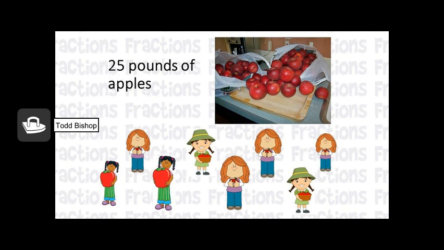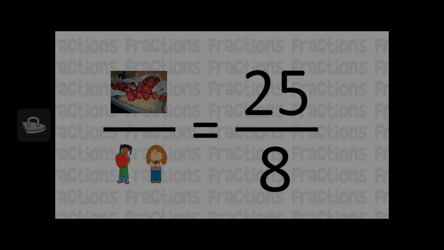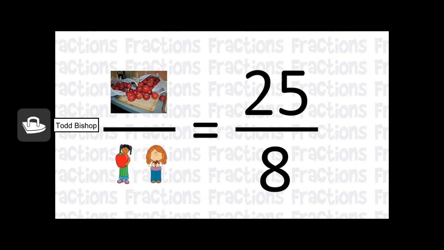Now remember, when we did other problems like this, we had to think about what we're dividing. Here we're dividing the 25 pounds of apples. So the 25 is going to be our numerator. The 8 girls that we're dividing the apples with represent our whole, so they're going to become our denominator. When we write this out numerically to show it as a fraction, it would look like this: 25 over 8.